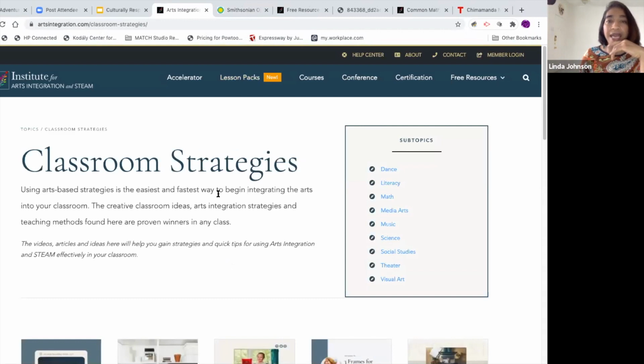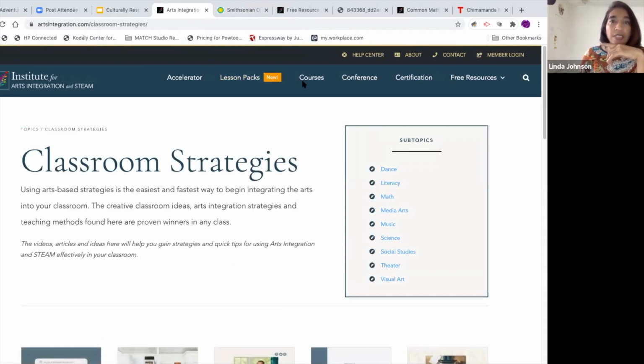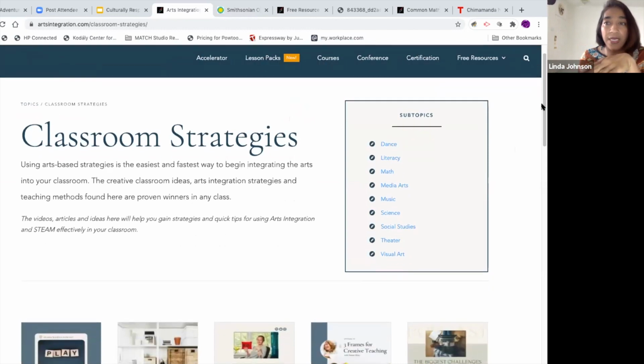And then back to the Institute of Arts Integration and STEAM, there are classroom strategies. The reason I pull that in is because a lot of people say, I'm not ready for a whole lesson plan. And not only that, things being the way they are, I don't know how you are collaborating with your friends, since some of you aren't even going to school, you're at your house. So if you're not in a position where you can collaborate with anyone, these are free classroom strategies.